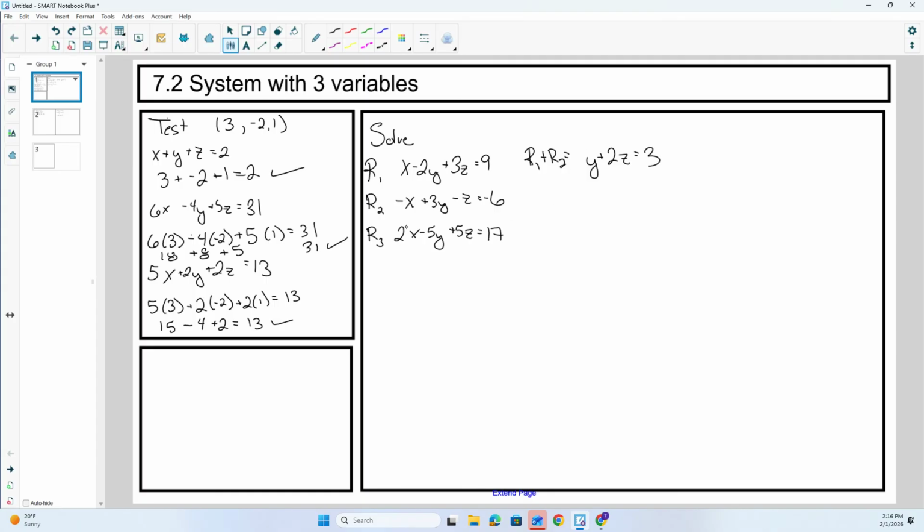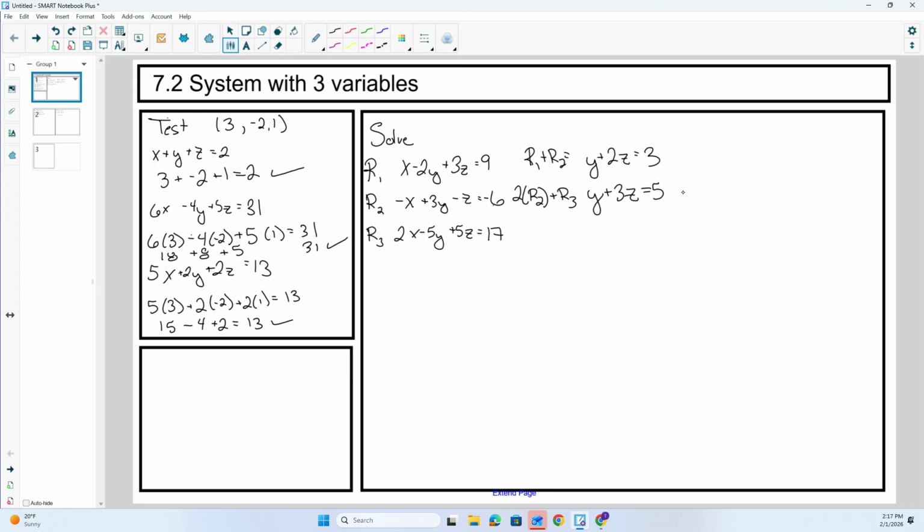Now, I need to get rid of this 2x. I'm going to use this -x, but before I do that, I'm going to multiply row 2 by 2, and then I'm going to do row 3. So if I multiply this by 2, this cancels. Multiply this by 2 gives me 6y. 6y plus -5y just gives me a y. If I multiply this -z by 2, it gives me -2z plus 5z will give me 3z. Then if I multiply this -6 by 2, which would give me -12, add them together, -12 plus 17 is 5.